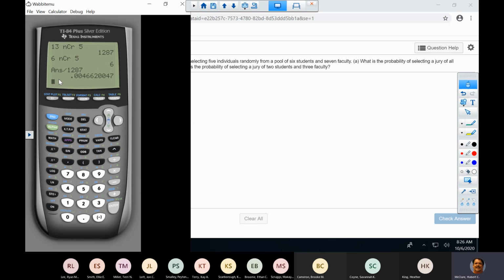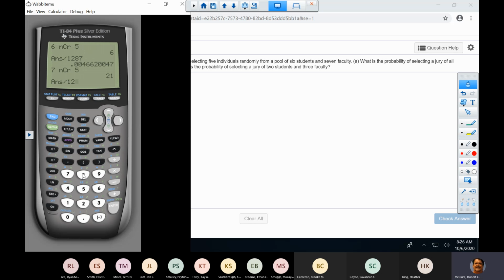Your second answer is going to be, let's see, what I say, 7 combination 5. So that's going to be 7 math, probability, combination 5, divided, that's 21, write down 21, divided by 1287.